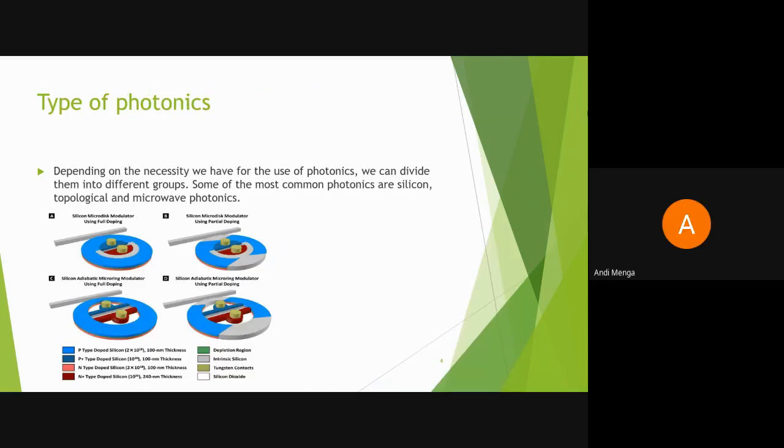While going through materials for photonics, I saw that it was divided into multiple types of use depending on what we need them for. And I noticed that the three most important groups were silicon photonics, topological photonics, and microwave photonics. This photo shows how silicon photonics is divided into four major categories depending on how we need them to be built.